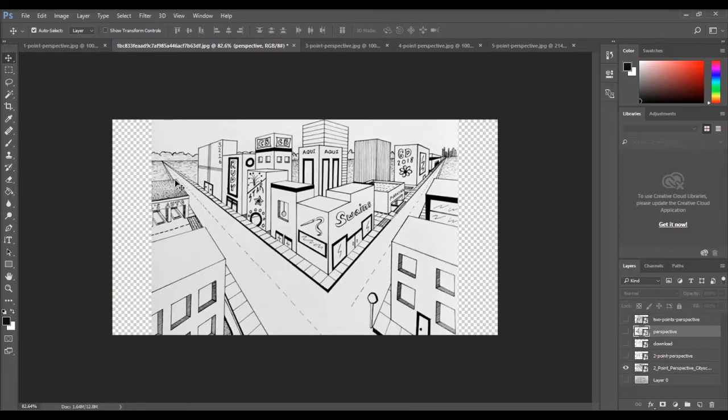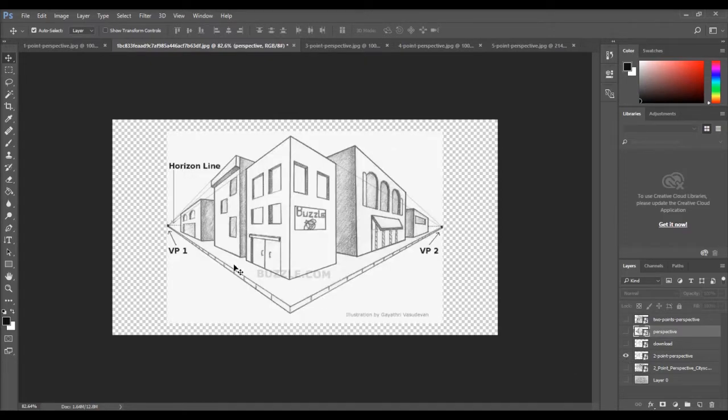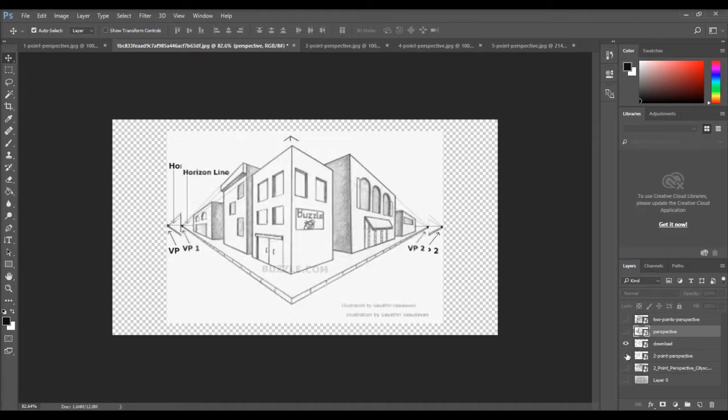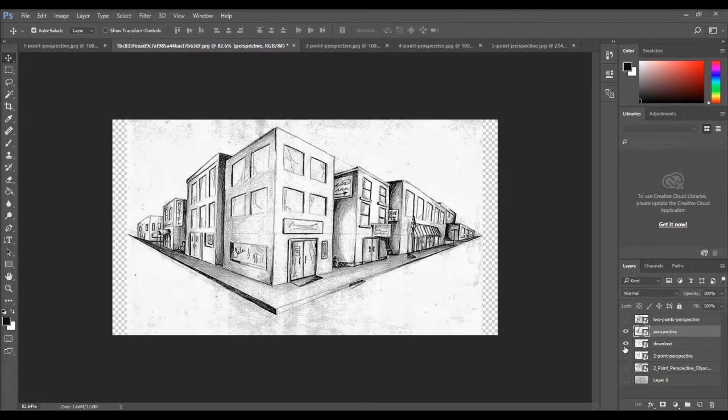Okay, let's see another example for 2 point perspective. Here you can see this is the horizon line, here is vanishing point 1 and vanishing point 2, and accordingly these two vanishing points hold the view in 2 point perspective. Okay, next, here you can see this is the horizon line, and here is vanishing point 1 and vanishing point 2. Same thing here, vanishing point 1, vanishing point 2, and this is called the horizon line.